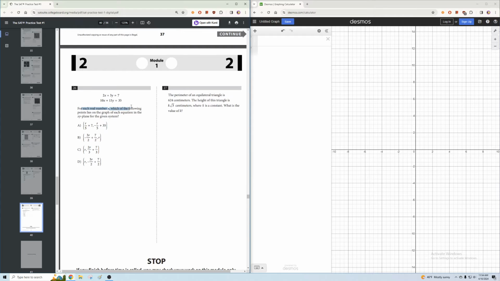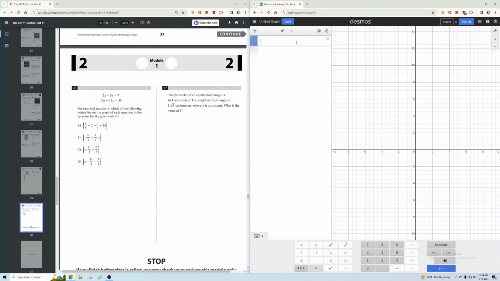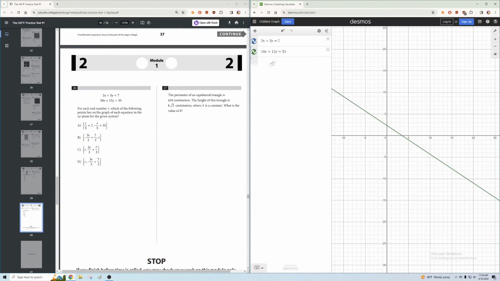For each real number r, which of the following points lies on the graph of each equation in the xy plane? All right, these are a little interesting. Let's just type it in and see if it can handle it for us. Anything that gives you equations, I'd say yeah, maybe I can use Desmos here. So what's going on here? Okay, it's a little hard to see, but I'll change the color here.